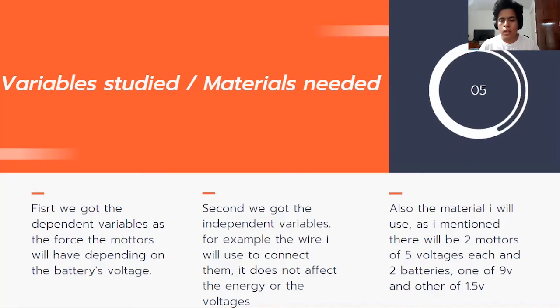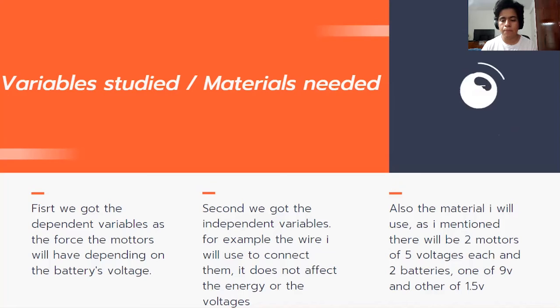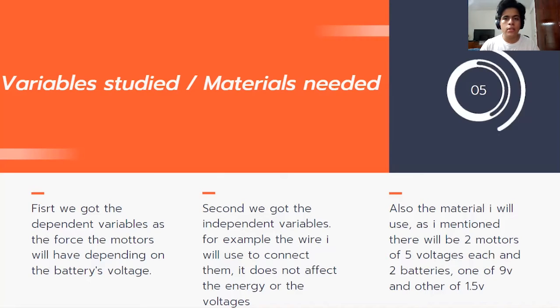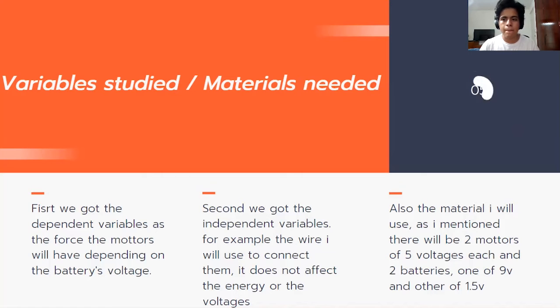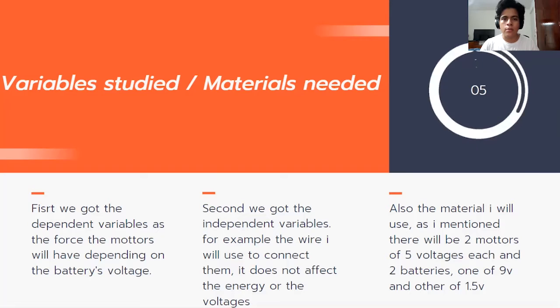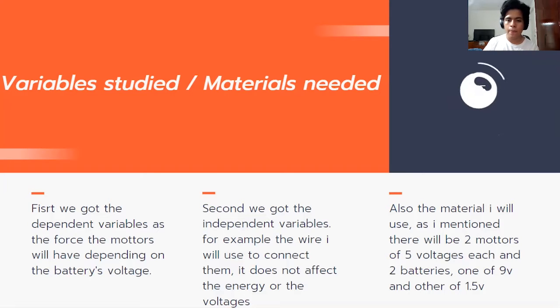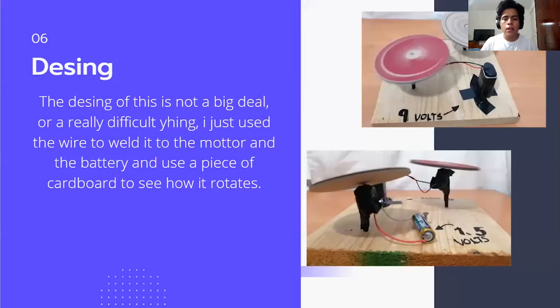Last, we have my materials. The materials I use for this project, which I have already mentioned, are two batteries and two motors. The two motors are both 5 volts since they are from a toy car that I had. The two batteries are one of 9 volts and the other of 1.5 volts, these batteries from the double A, as we know them, which we use in our TV remote controls and this kind of stuff.